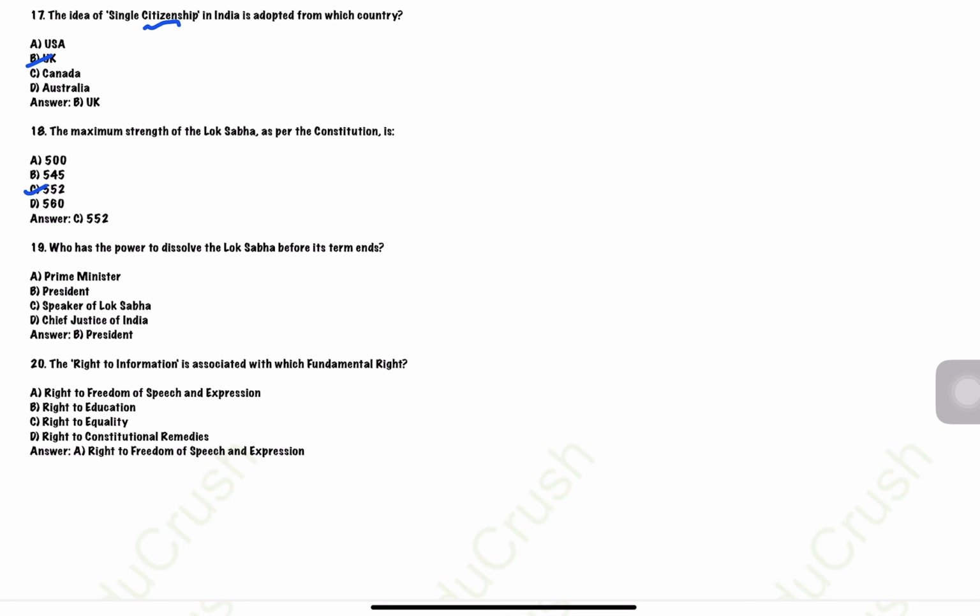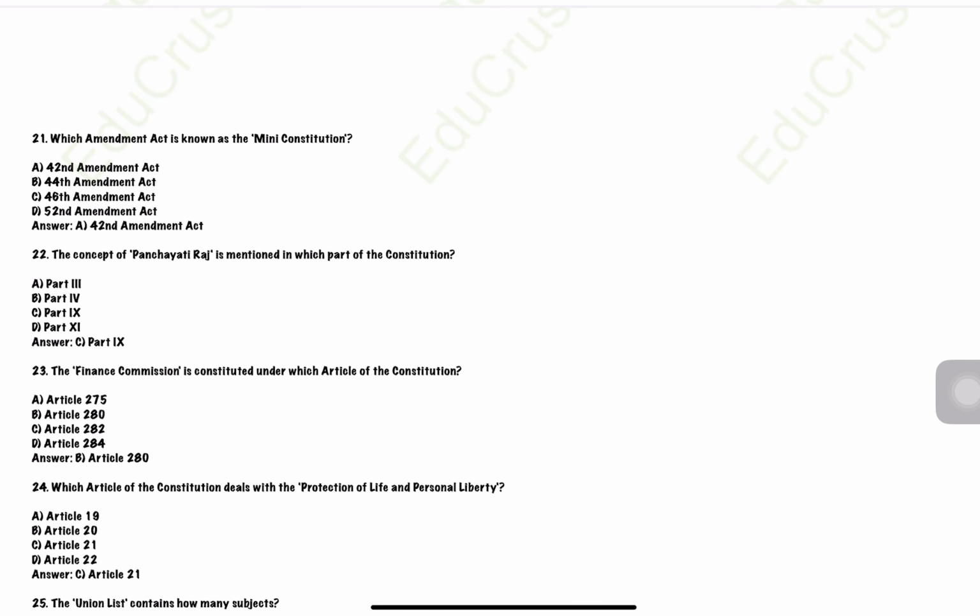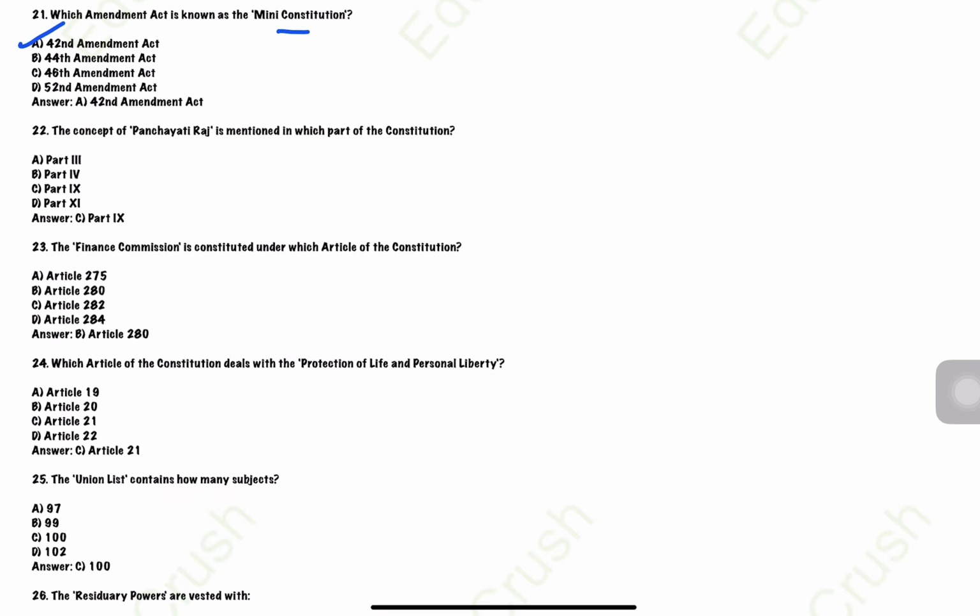Who has the power to dissolve the Lok Sabha before its term ends? So President has the power to dissolve the Lok Sabha before its term ends. The right to information is associated with which fundamental right? So right to freedom of speech and expression. Which amendment act is known as mini constitution? So 42nd Amendment Act is known as the mini constitution. The concept of Panchayati Raj is mentioned in which part of the constitution? So part 9. Part 9 of the constitution mentions Panchayati Raj.